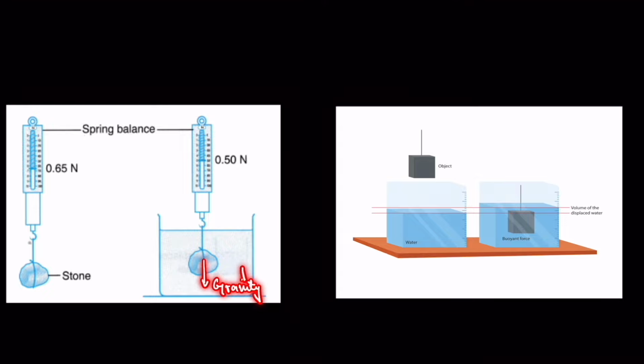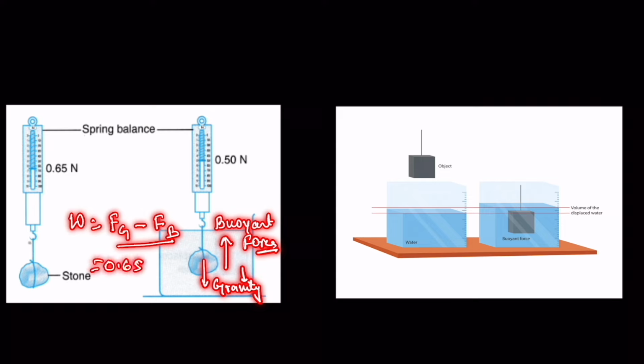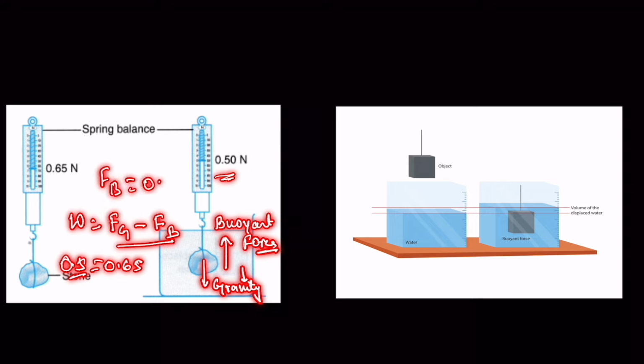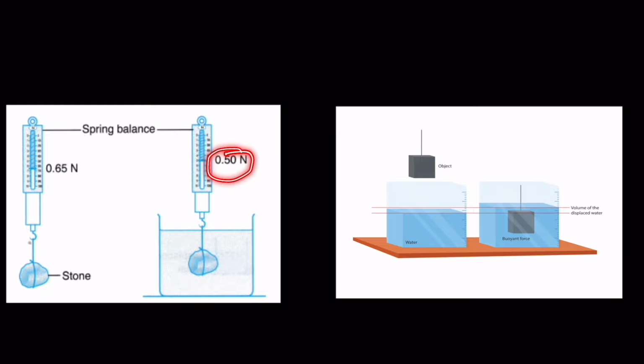which is in the downward direction, and upthrust or the buoyant force is acting in the upward direction. So the net force or the net weight is the force applied by gravity minus the force applied by the buoyant force. So when we subtract it, we will get the net weight of the body. Here initially the gravitational force was 0.65 and the new weight on the spring balance is 0.5. So it means that the buoyant force which is acting on the body is 0.15 Newton. And due to this buoyant force, the weight of the stone decreased.